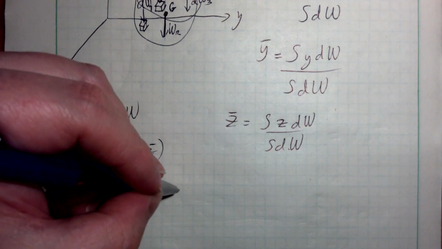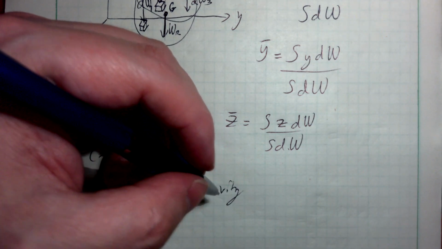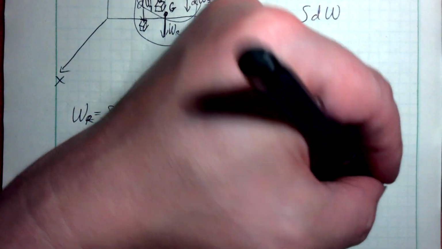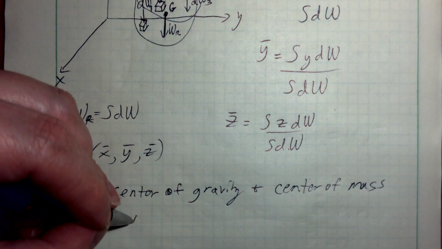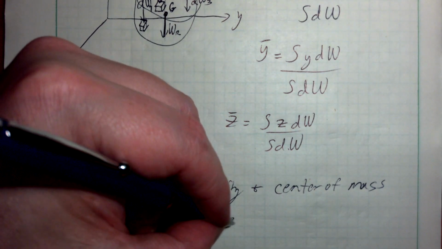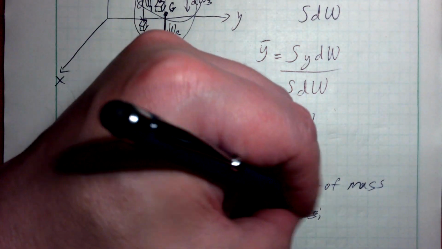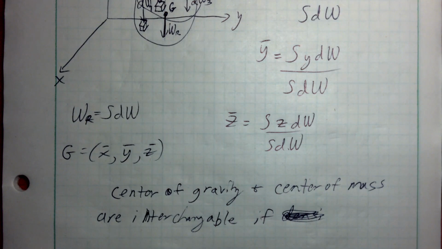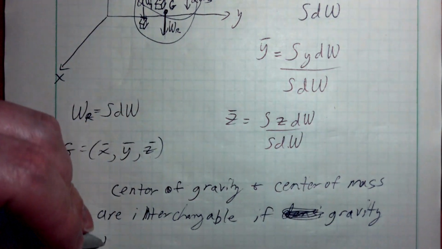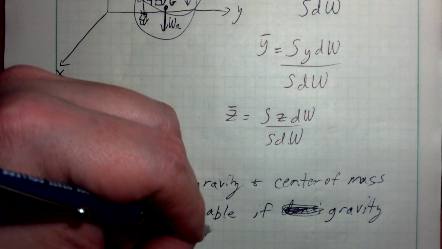Center of gravity and center of mass are interchangeable if, no, I should say this, not density yet, if gravity is constant throughout the body.